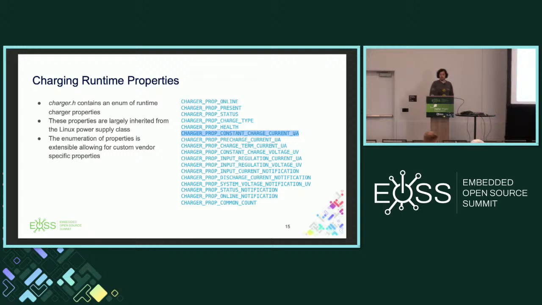And each of the properties that are in natural units do have the unit suffix here. So this one is microamps. There's microvolts. I think the fuel gauge driver API has more units than that. But yeah, it was kept in these natural units as much as possible.